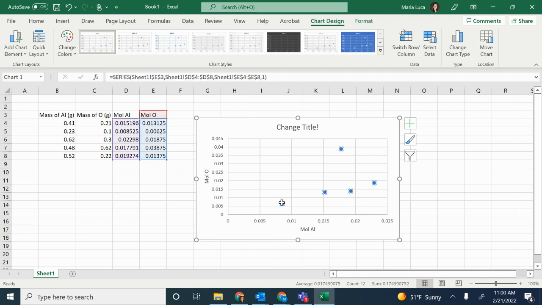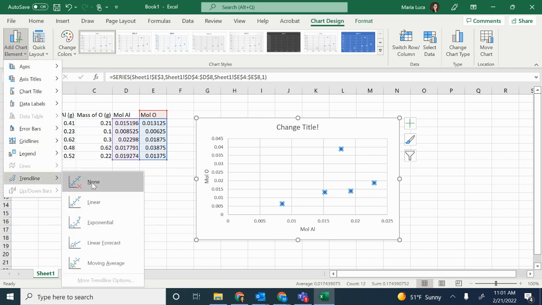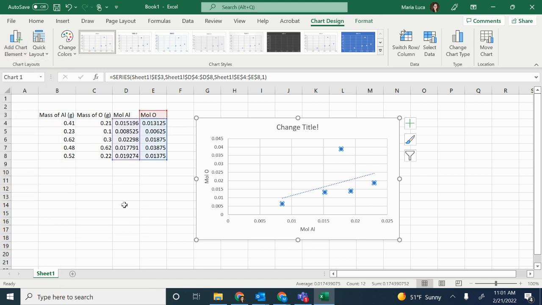Okay, so I'm going to go ahead and I'm going to add a trend line to this particular one. There's a few things that you need to do for the trend line, so pay close attention to this. I'm going to go ahead, I'm going to add a chart element, and then I'm going to go to trend line, and you're going to pick a linear trend line. And then you'll see that it just sort of plops this dotted line on there. Great. But we need to actually edit this trend line a little bit. So that's what we're going to do.